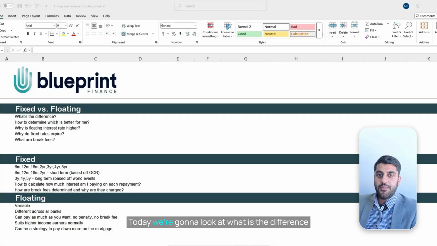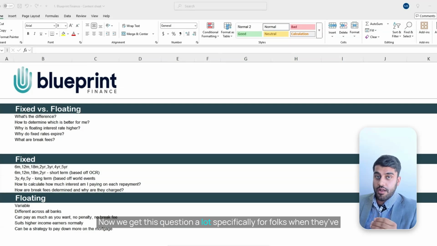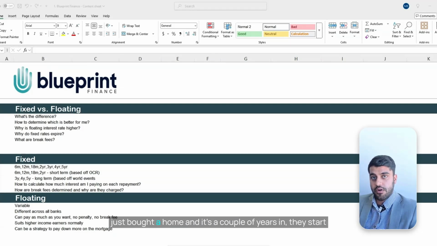Hey New Zealand, today we're going to look at what is the difference between fixed mortgages and floating mortgages. Now we get this question a lot, specifically for folks when they've just bought a home and it's a couple of years in, they start looking at the floating rate because they normally would have fixed.